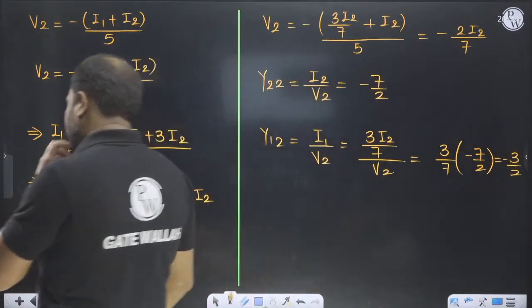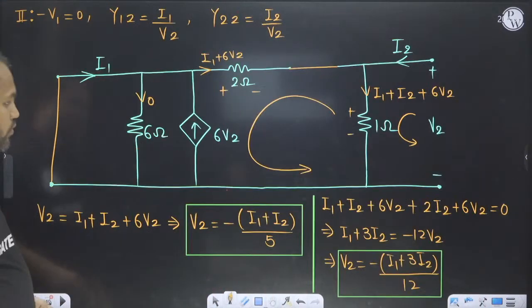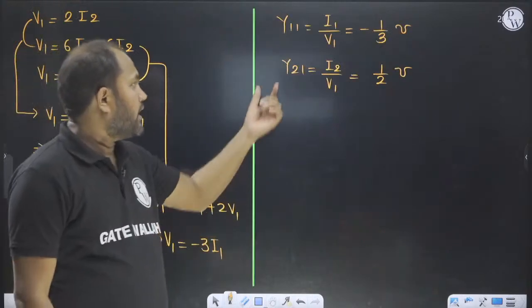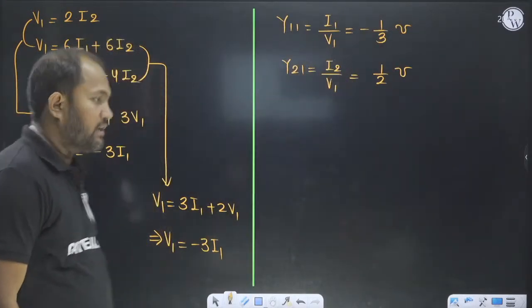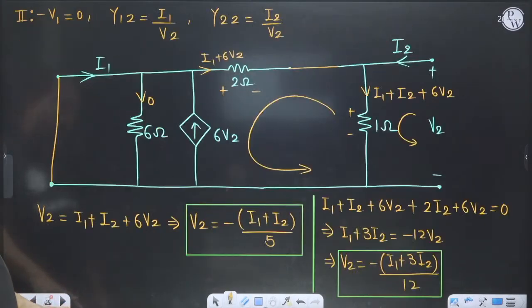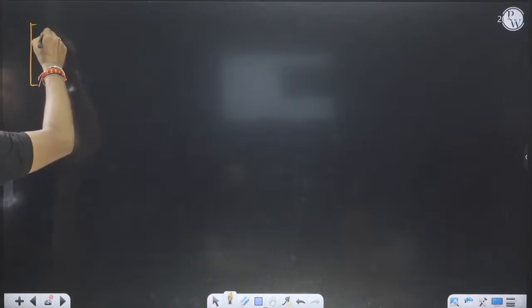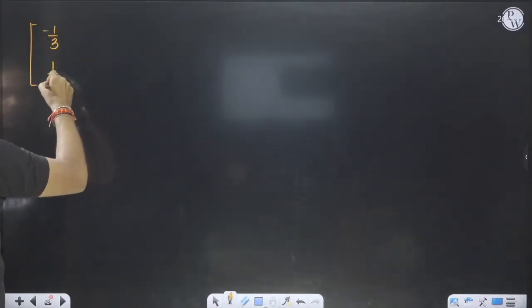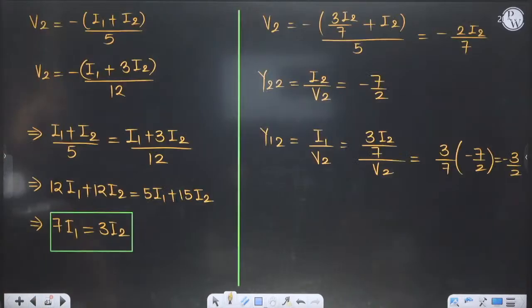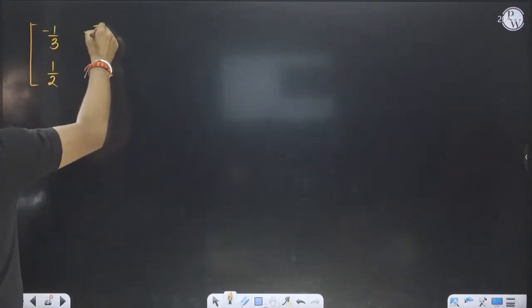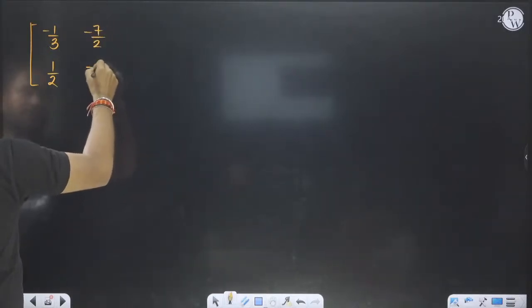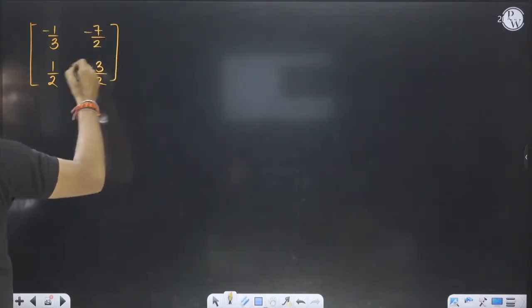So we have the Y matrix. What is the Y matrix? The Y matrix is minus 1 by 3 and 1 by 2. This is a very big question. So minus 1 by 3 and 1 by 2, and the second row is minus 7 by 2 and minus 3 by 2. This is our Y matrix.